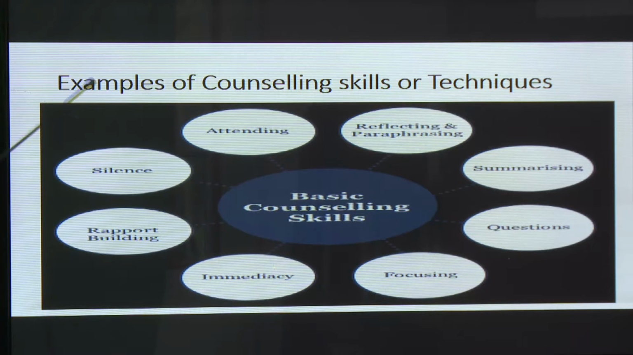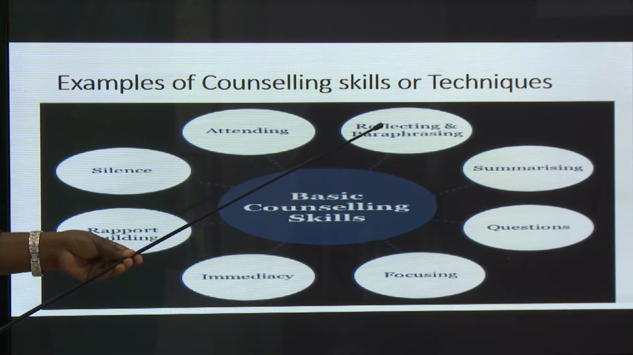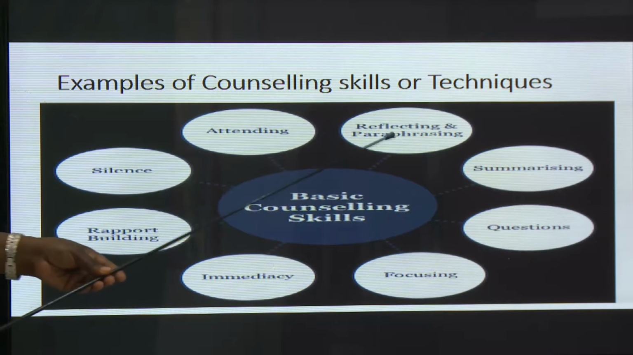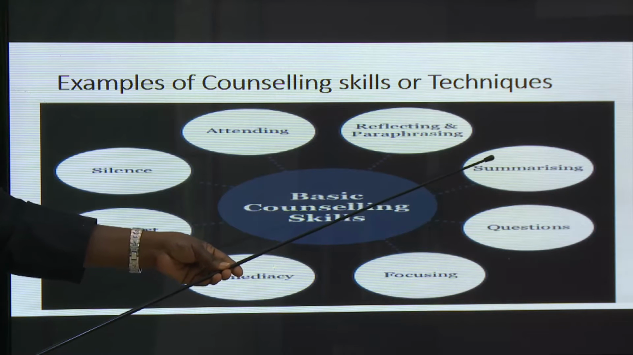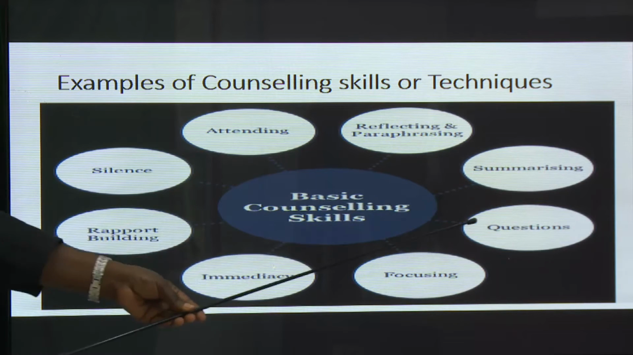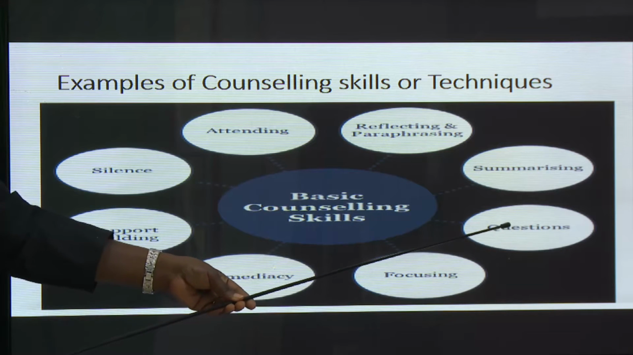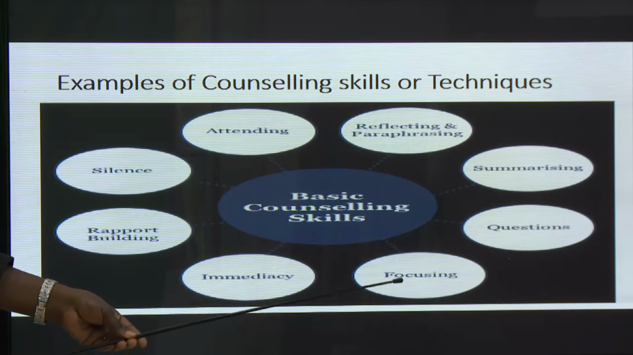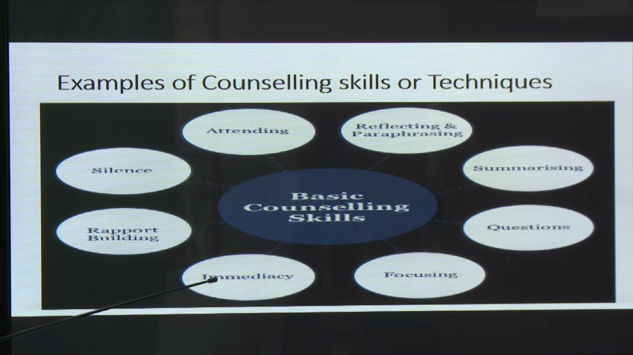Not necessarily in order, we have the first one here, which we refer to as attending. We have another one here we refer to as reflecting and paraphrasing. Then another skill or technique we can use in counseling is called summarizing. We also have to use questions in counseling. We also have to focus on what the client is saying. And we also have the skill called immediacy, then rapport building, and we also have silence.